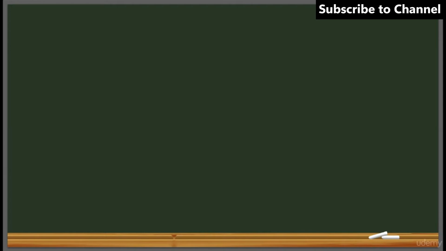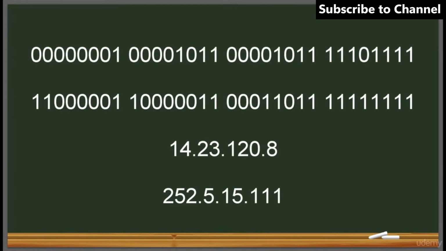In order for you to better understand this concept, I will give you a few IP addresses both in binary and dotted decimal notation. You need to find the class of each of these IP addresses for homework. So take a piece of paper and write down what you think. I'll give you the correct answers at the beginning of the next lesson.